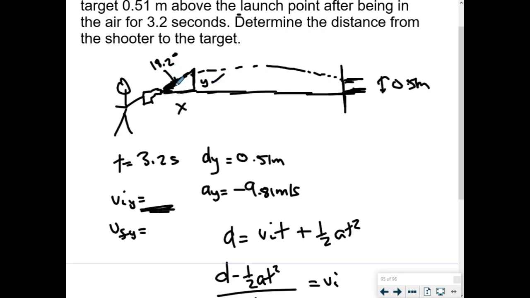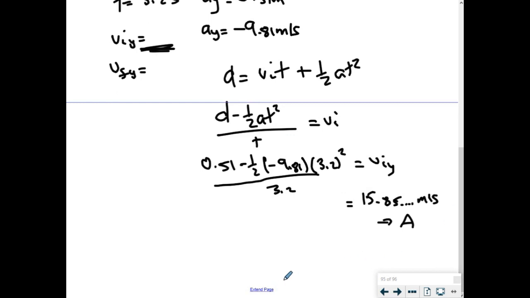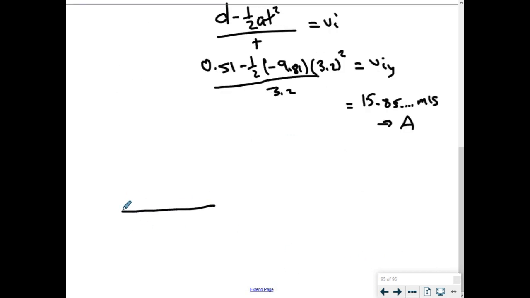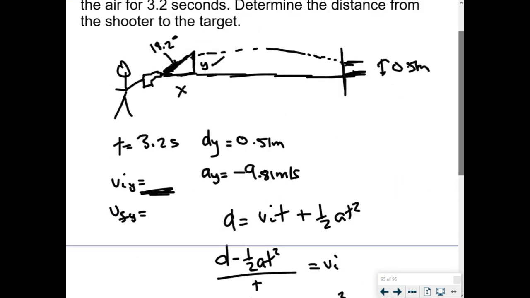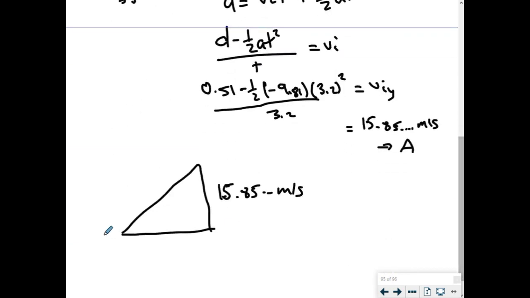Now, if we know the y component and we know the angle, we can actually solve for the x component. So if I were to draw a bit of a triangle here, this is the initial shot. I now know that the y component was 15.85 meters per second. And I know the angle in the corner there was, what was it again? It was 18.2 degrees. I should be able to solve for the x component.